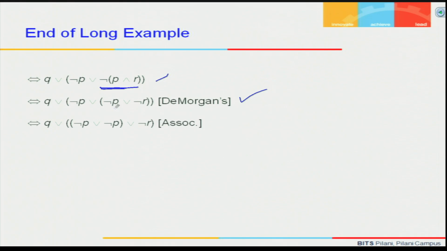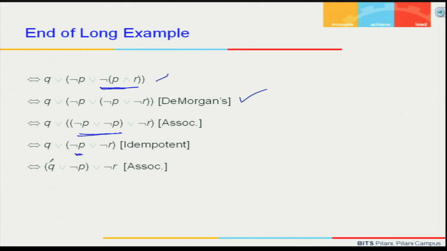Then we apply the associative law. A or B or C is A or B or C. So we just apply the associative law over here. This is again not P or not P is the same as not P. This is the idempotent law. So we finally get Q or not P or not R. And again, because of the associative law among these two, we get Q or not P or not R. So again, by applying the commutative law, we get this. This is what we need to prove.